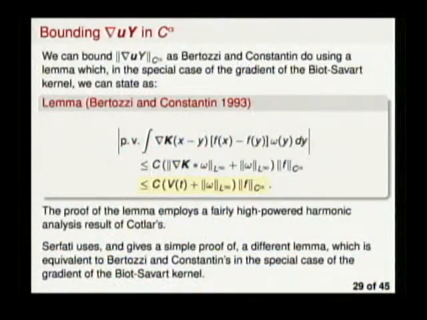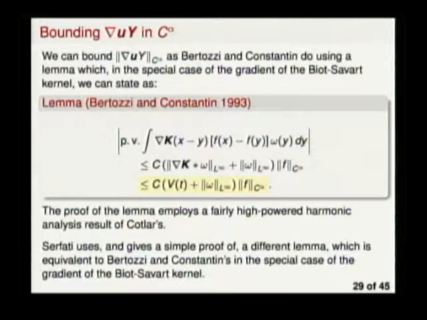If you use the lemma of Bertozzi and Constantin, which uses a fairly high-powered result of Kotlar's, then you can get the bound. The highlighted inequality is not part of the lemma. It's the conclusion of the lemma, but I couldn't fit it in the slide otherwise. So you use the intermediate inequality, and gradient of k star omega is part of grad u. In fact, it's less than or equal to v of t, so I don't even need to add the L infinity norm of omega there. I just need v of t. And that's the thing you need to close. So at this point, with this lemma, it's easy to close it.